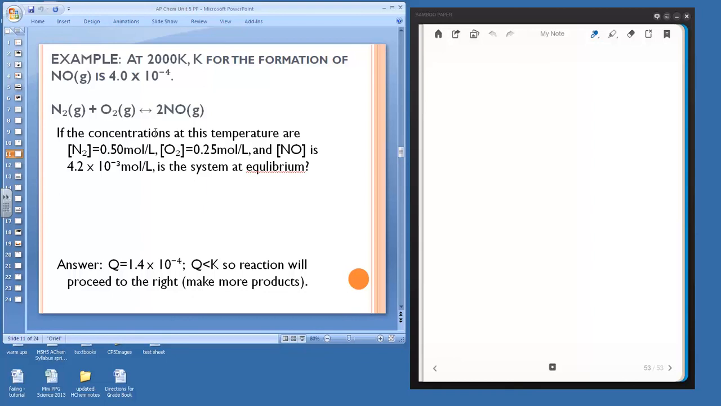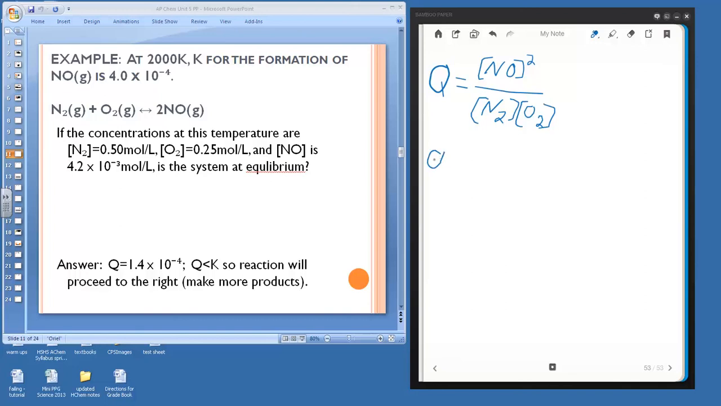So I'm going to write out what the Q expression is for this particular situation. Q would equal the same thing K does, products over reactants: NO squared, because it's 2 NOs, over the reactants, the concentration of N2 and the concentration of O2. Well, because we don't know if this is at equilibrium, but we are given values, we can go ahead and plug these values in and solve for Q.